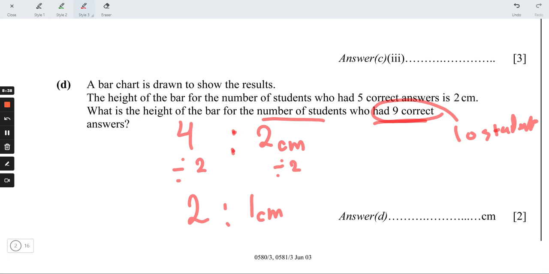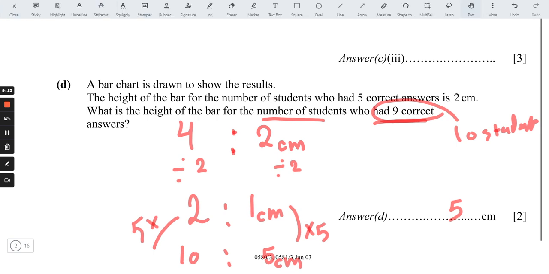So 4 students dividing by 2 will get 2 students. Multiply it by 5, you will get 10 students. Also 1 multiplied by 5, you will get 5 centimeters. So the answer here will be 5 centimeters, because they want us to find the height of the bar for the number of students who had 9 correct answers. The height is 5 centimeters. So you can make it as a ratio. In this case, it will be easy for you to find the height.